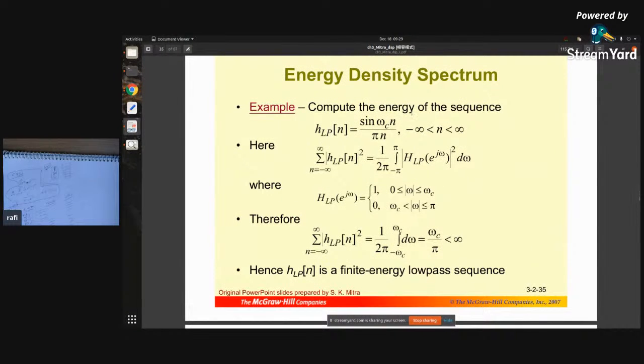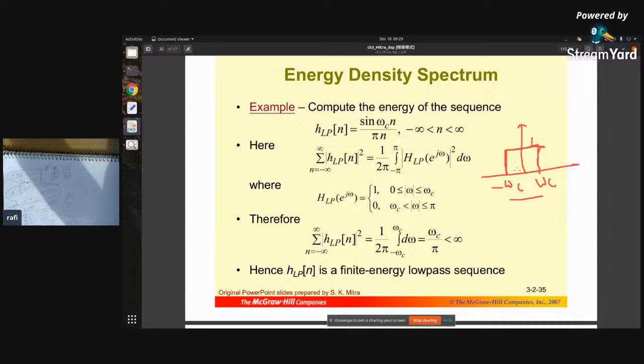So now calculate the energy density spectrum of this signal, the low pass filter that we have seen a few classes back. It is something like this with omega c as the cutoff, and it has magnitude 1. From this we have already seen the area. What is the area? This is a rectangular pulse.